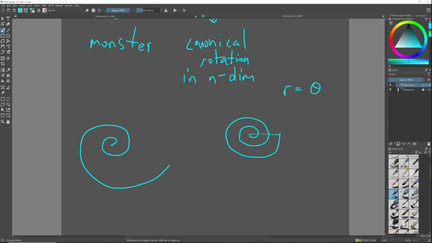So let's see, it goes around once. If it's r equals theta, isn't this 2 pi? Right? And it goes around again. This would be another 2 pi. So if it went again, 2 pi. All right, I think that works. So that's an Archimedean spiral, if I'm saying it correctly.